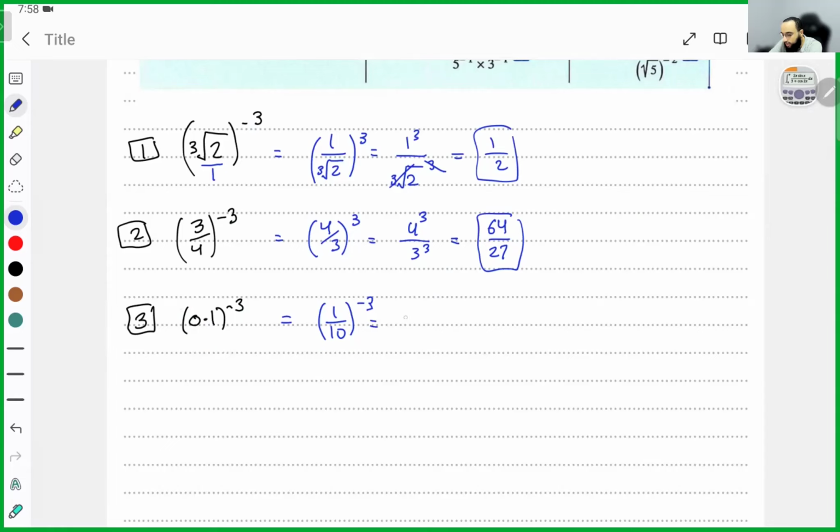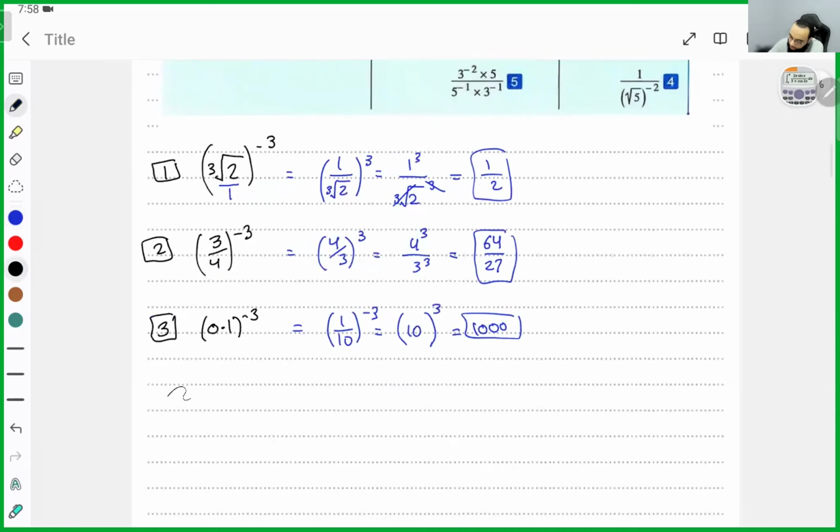Then the next, if I want to write it only 3 without the negative, then what will happen for the fraction? The 10 stays up and the 1 goes down. So it's 10 over 1, which is 10. Actually, this is 1000. You know? Any problem? No.